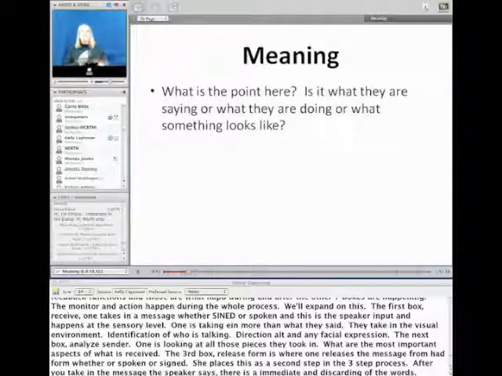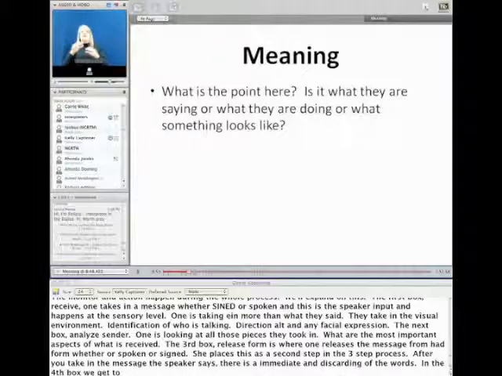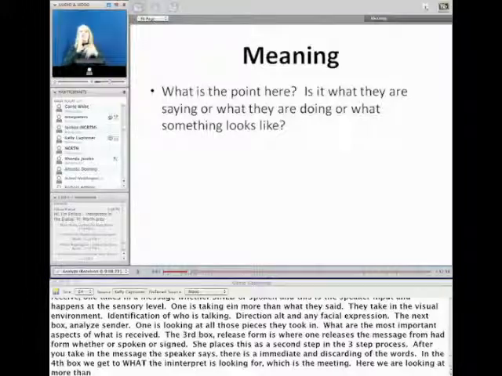In the fourth box, we get to what every interpreter is always looking for, which is the meaning. And here, however, we're looking at more than just what the person said. We're asking, what is the point here? So is it what the person is saying, or what they are doing, or what something looks like?